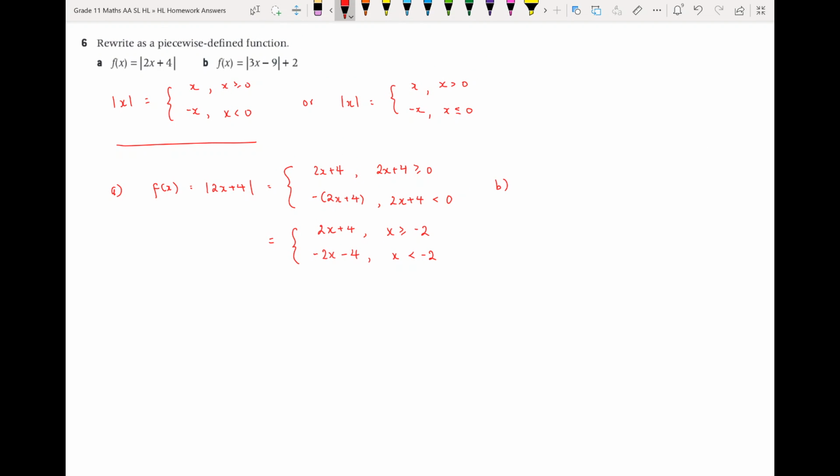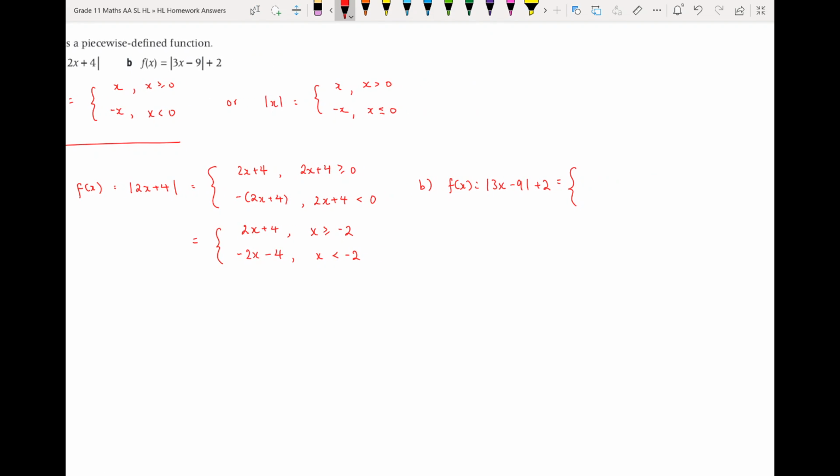And for b, very similar. So we break it down into 2 cases. I could write down this first. Technically, I can skip this part and just go right into what the pieces are. It's positive of that if the argument is greater than or equal to 0. It's negative of the absolute value part when this is less than 0. Okay, don't change the plus 2 because plus 2 is not part of the absolute value.